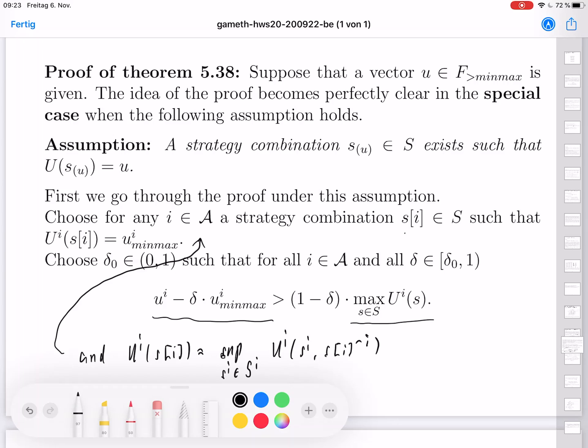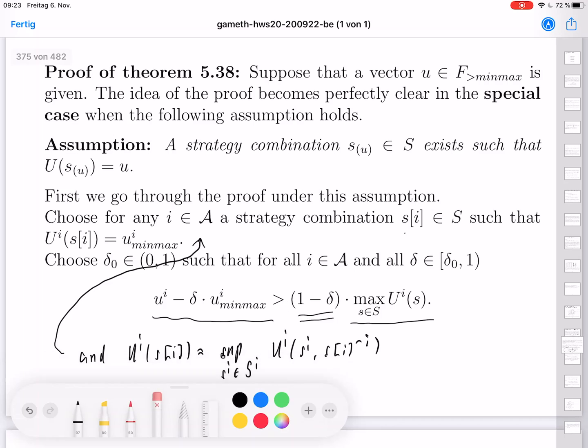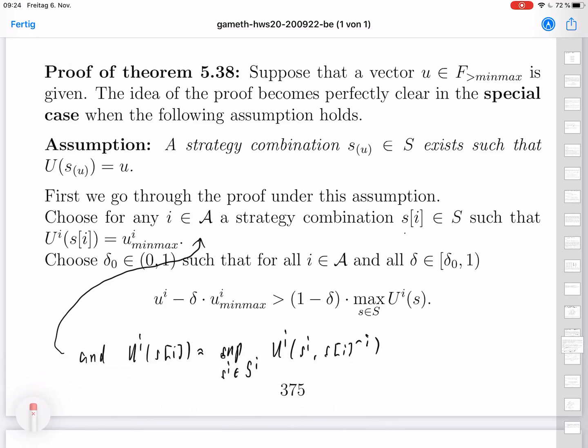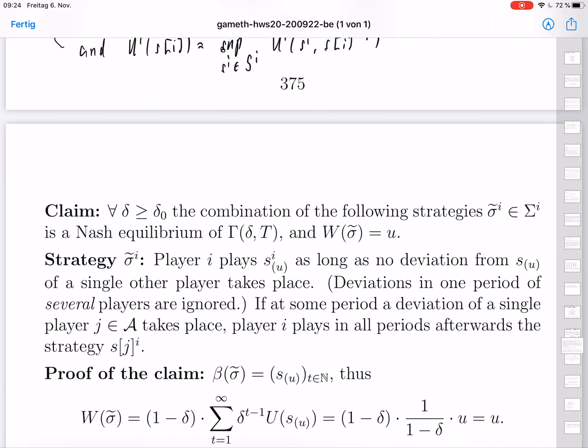And here 1 minus delta can become arbitrarily small if delta is close to 1. So if delta 0 is sufficiently close to 1, this part here is very small, and then this inequality works. So that tells us that we can find such a delta 0, such that this inequality holds. So this works.